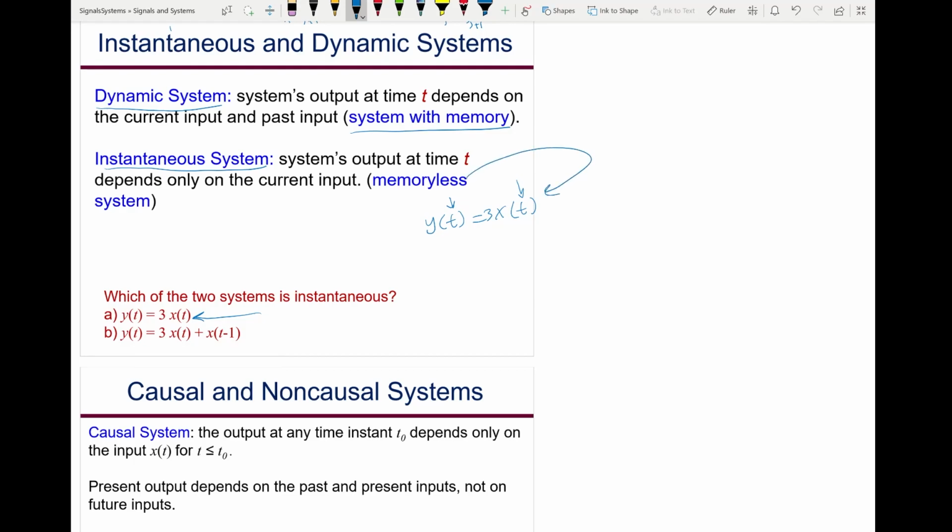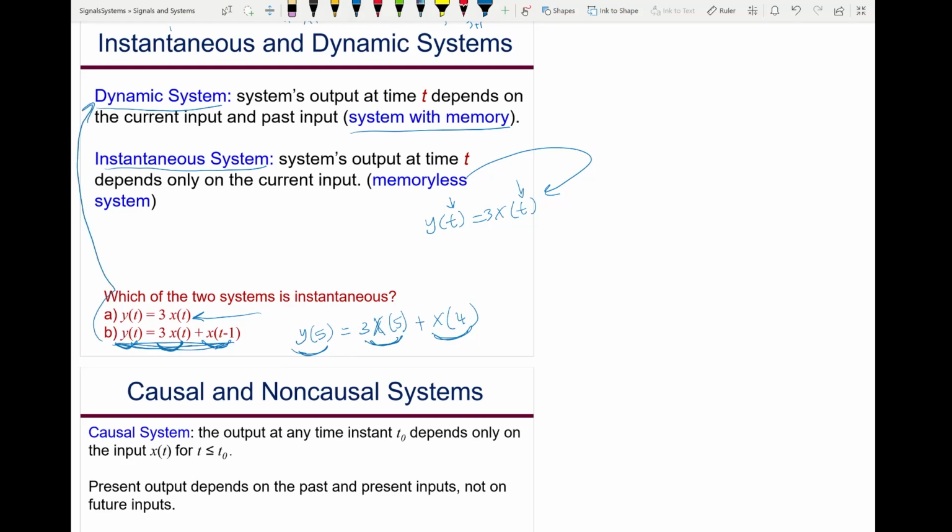Now, if I have this system, now that's a different story. Why? Because now the system depends on the present input and a previous input. So if I want to know the output at t equal 5, it will equal the input at t equal 5 plus the input at t equal 4. So the output will depend on the current input and the previous input 1 unit earlier. Then this system is a dynamic system.